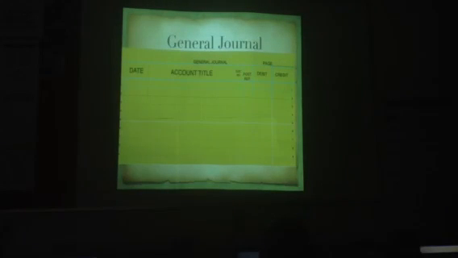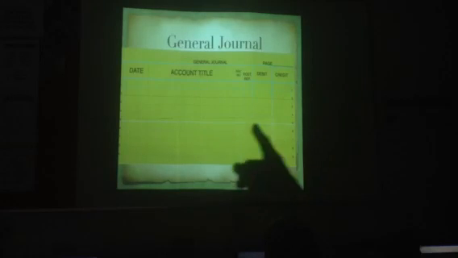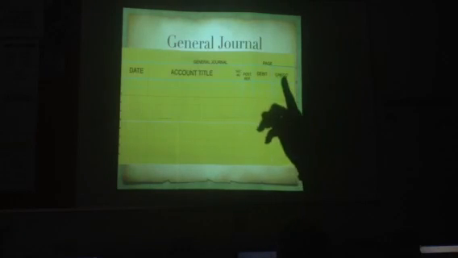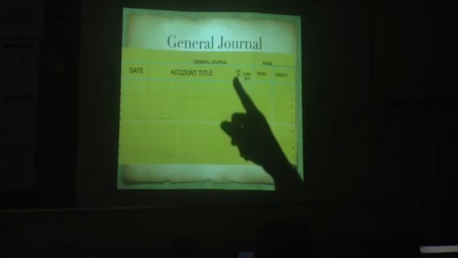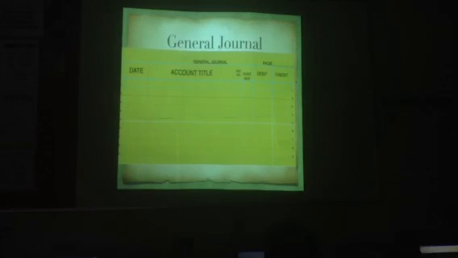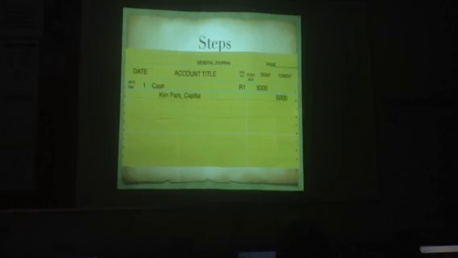So on a general journal, you have different columns. You have a date column. Everybody know what the date is? Put the day the transaction happened in that column. The account title, that's the account that's affected. Debit and credit, you put the dollar amounts in these columns. So if it's a debit, you put it in this column. If it's a credit, you put it in this column. Document number is where you got that information from. So did you get it from a receipt, a memorandum? What did you get the document from? How this looks. Steps. First step.